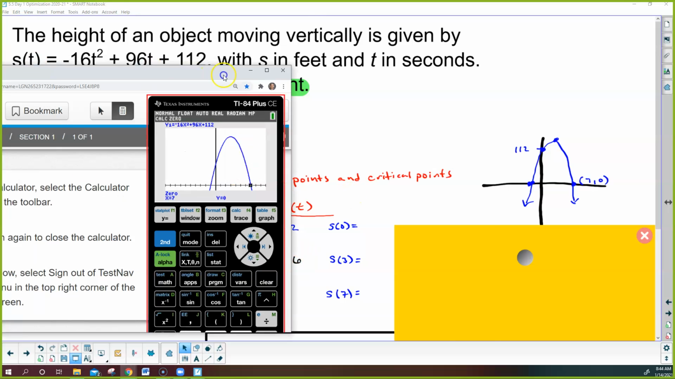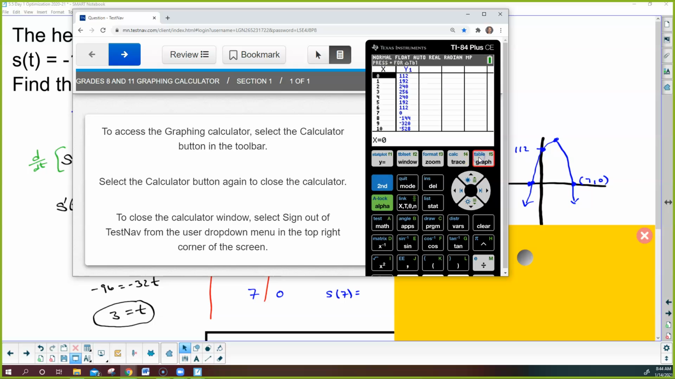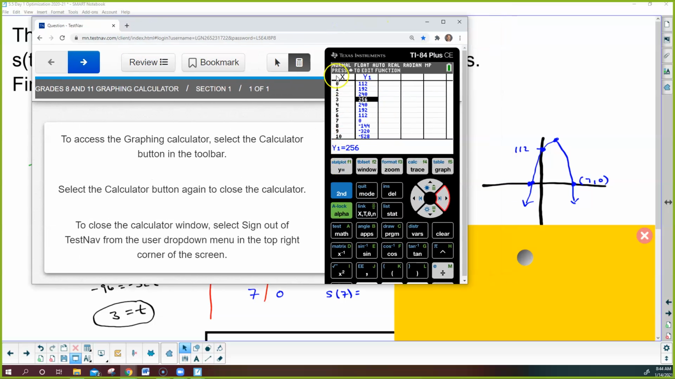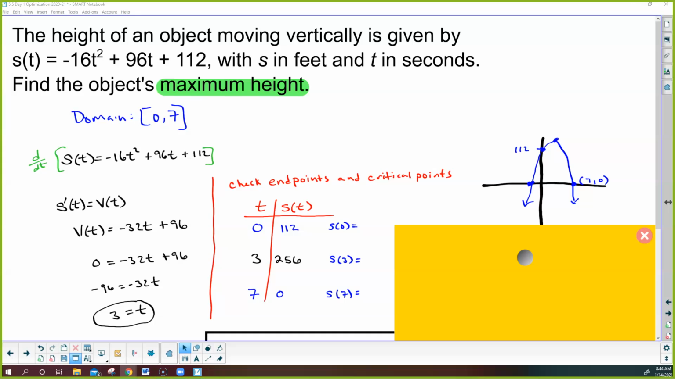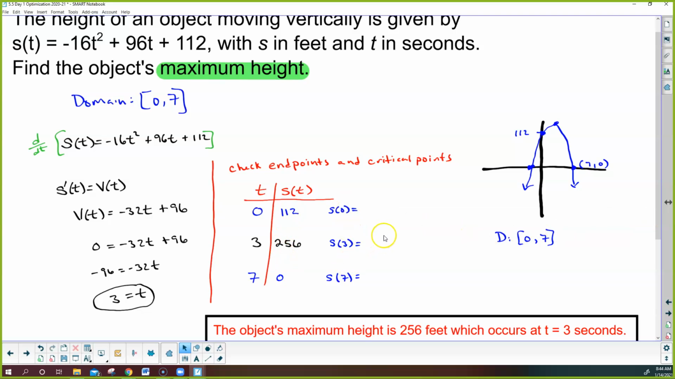But since I already used this graph to figure out where the 0 was, why not just go to a table? And then you can see pretty quickly what is the output at 3. Well, it's 256. And what is the output at 7? It's 0. So that can save you time if you already have the equation in your calculator. All right, so notice how I didn't show work for this. You don't need to. If you can do it all using a calculator or in your head, then you're good.